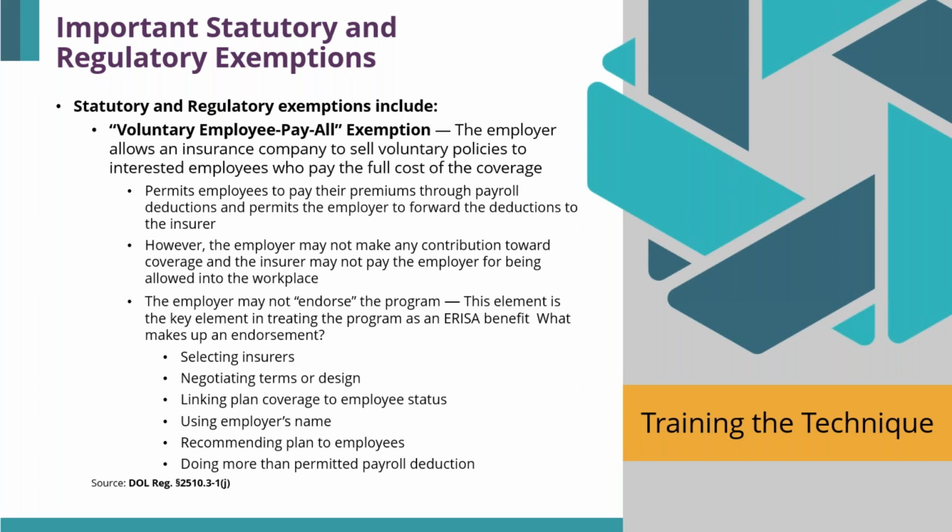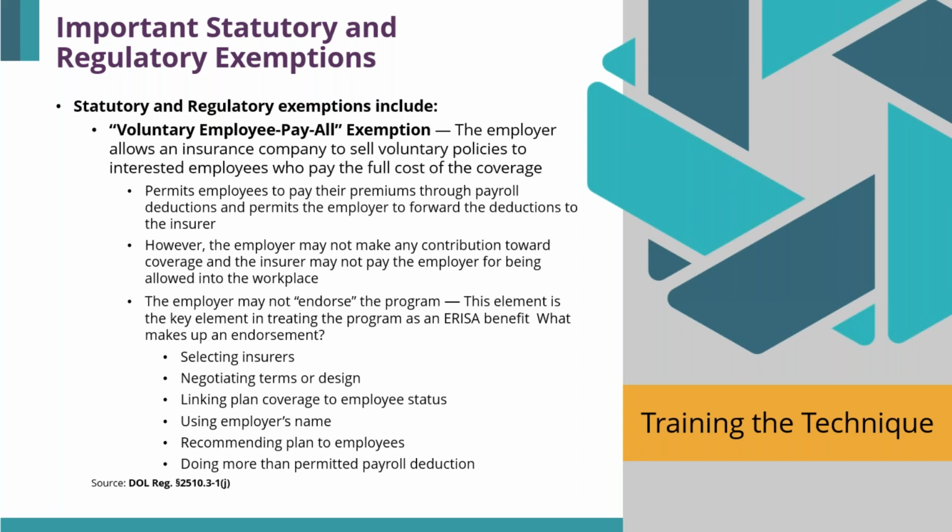So as this says, the employer allows an insurance company to sell voluntary policies to interested employees who pay the full cost of coverage. It permits employees to pay their premiums through payroll deductions, but the employer may not make any contribution towards the coverage, and the insurer may not pay the employer for being allowed in the workplace. Now, the kicker in this, and this is where the exception narrows. The employer may not endorse the program. This element is the key element in treating the program as an ERISA benefit.